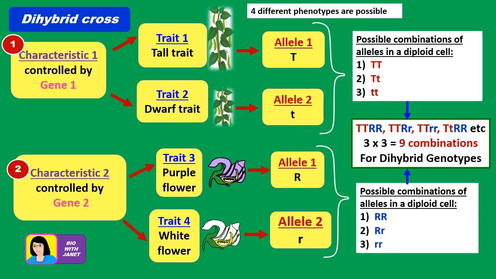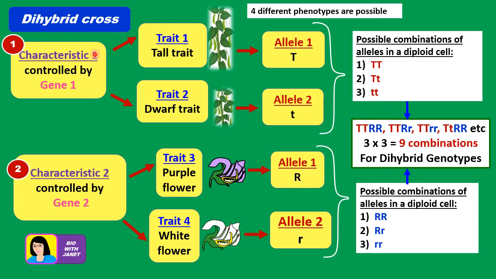Now this diagram illustrates the dihybrid cross, or dihybrid inheritance, which we have just discussed in the previous slide. Okay. So di meaning two. In dihybrid cross or dihybrid inheritance, two characteristics are studied together. All right. For example, characteristic 1 may be height, and characteristic 2 may be flower color.